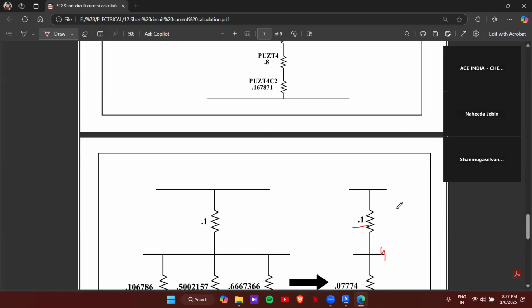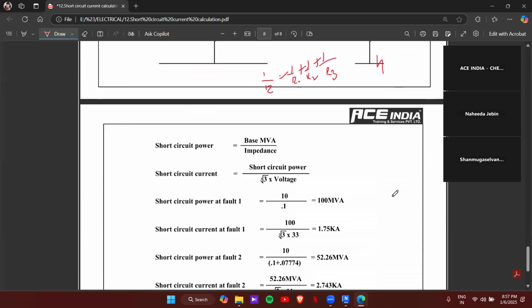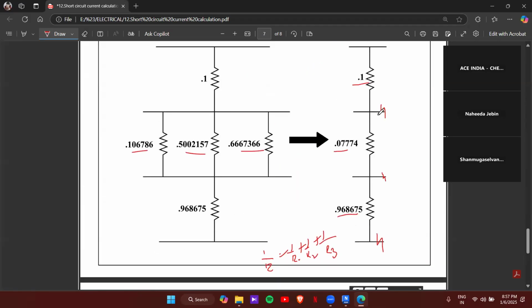Okay. Now we can start with the short circuit power. So first thing we had to find out the short circuit power at fault 1. Then short circuit current at again fault 1. Okay. So here is the fault 1.